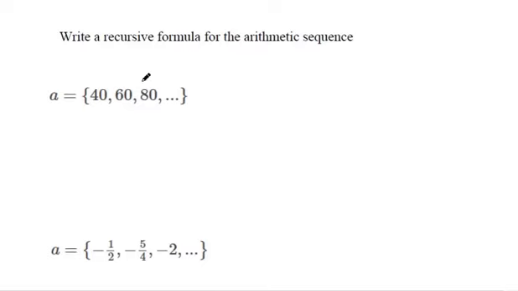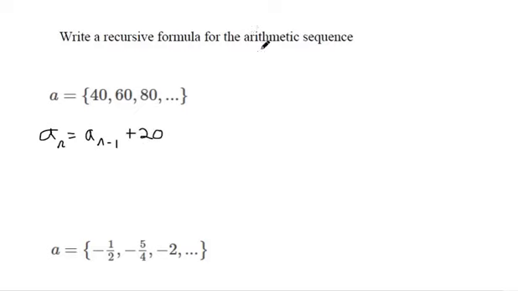And to write a recursive formula, that means to find any term, we'll call it the nth term, and we use the subscript notation, so we'll put that down below the letter A, that says, hey, if you want to find the nth term, then you need to do something to the previous term. That's what n minus 1 means, the term one step behind. And what we're doing is we're adding 20 to that previous term.